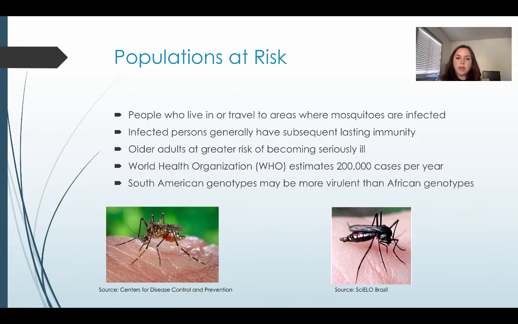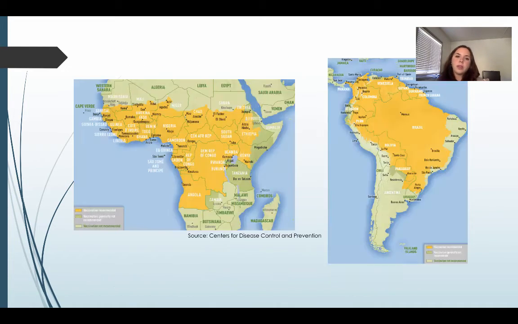So here on the left, we have an image of an Aedes aegypti mosquito, and they're the species that transmit the virus in Africa primarily. And on the right, we have a Haemagogus species mosquito. Those are the ones responsible for transmitting the disease in South America.